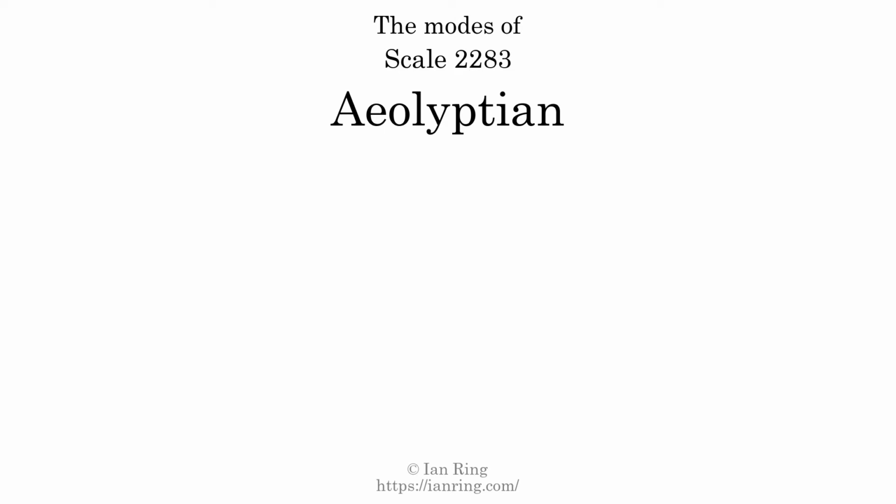This scale has 7 modes. The first mode is itself. The second mode is scale 3189, also known as Aeolyptian. It sounds like this.